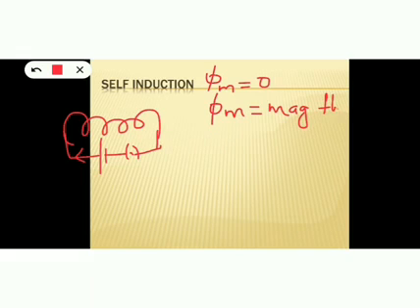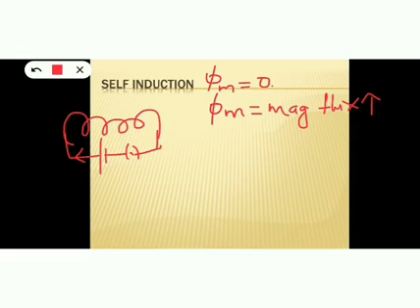So the magnetic flux increases. Initially it was 0, and when the circuit was switched on, some magnetic flux began to associate with this coil. So the magnetic flux increases from 0 to a certain value. There is a change in the magnetic flux, and whenever there is a change in magnetic flux, an EMF is induced in the coil, and this EMF always opposes its cause. As per Lenz's law, this EMF always tries to oppose its cause.